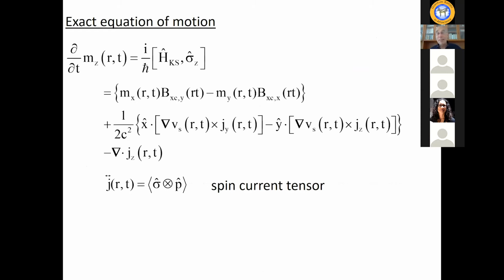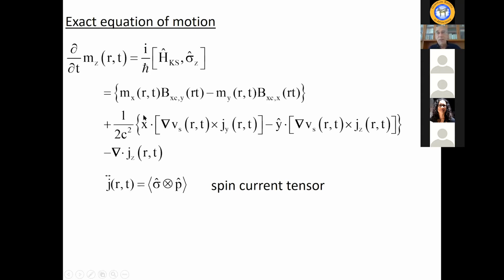There is in fact an exact equation of motion for the spin magnetization. I've written it down here for the Z component. It has three terms on the right-hand side. This is the divergence of the spin current tensor given by this expression. If we had only this term, then it would mean that the Z component of the global magnetization would be conserved. This would be a continuity equation. But there are other terms, so it's not conserved.